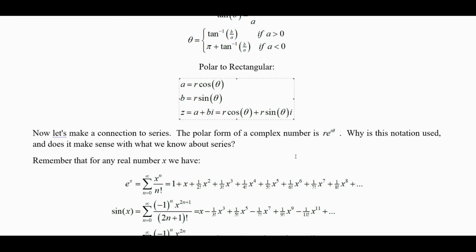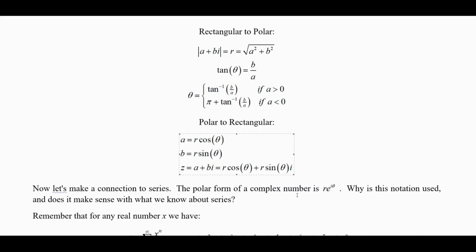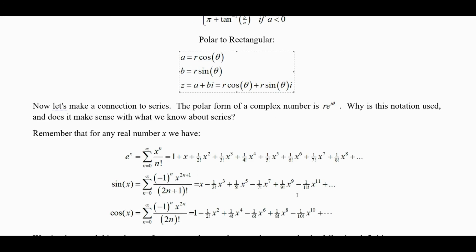So what's this all got to do with sequences and series? Okay, so we have a form of a complex number where we can take the r and the theta and rewrite the number a plus bi as equal to r times e to the i theta. So the question is, why is this notation used, and why does it make sense with what we know about infinite series? And so we're going to work with this.